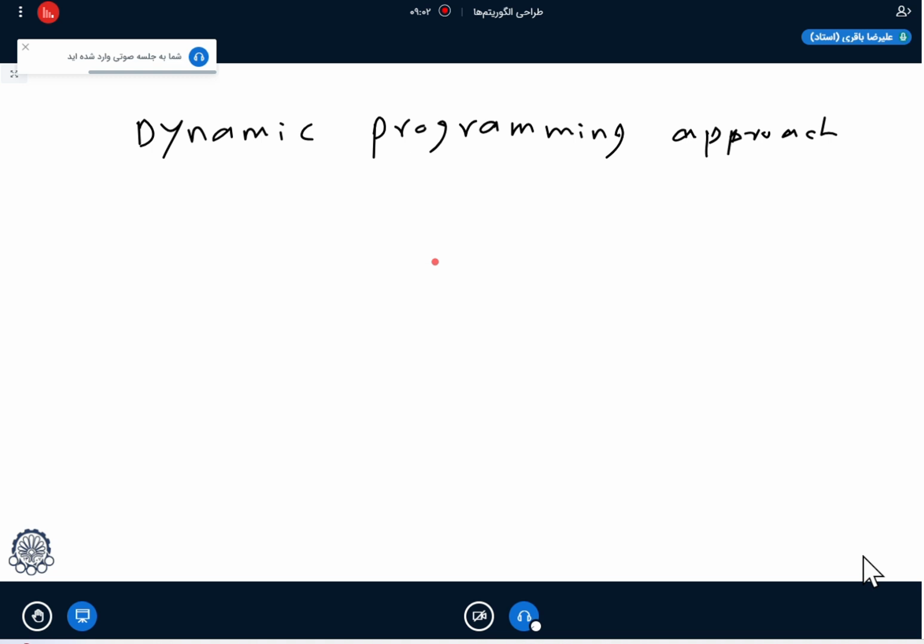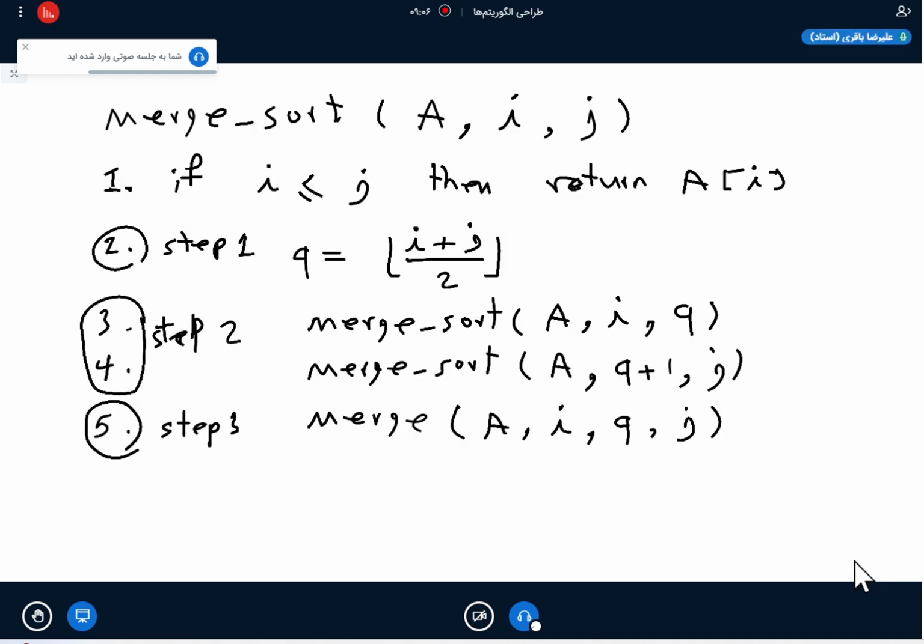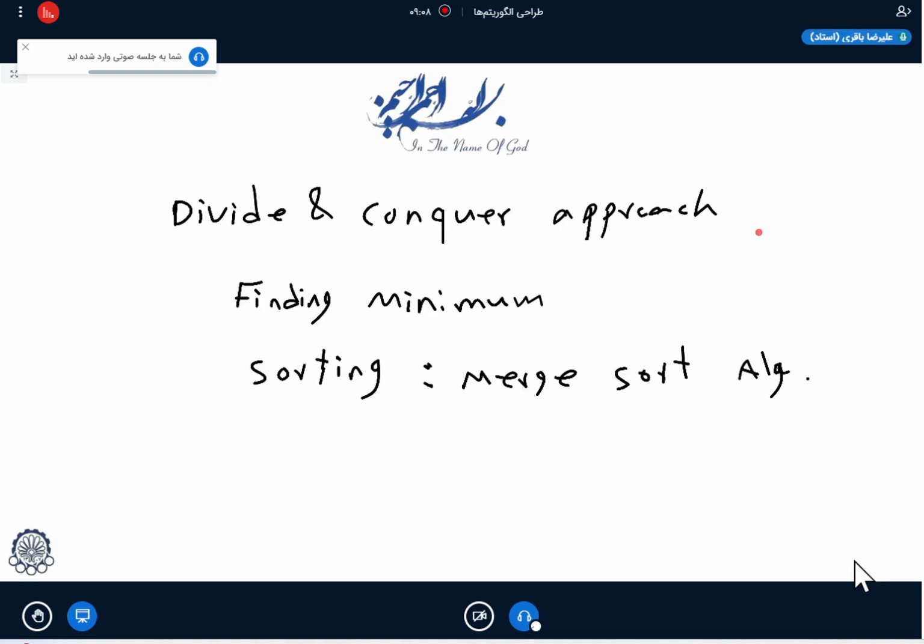What is the dynamic programming approach? The previous approach was divide and conquer. In short, we can say DC. DC stands for divide and conquer. In divide and conquer approach, we have three steps: dividing step, recursively solving the subproblems, and then combining step.